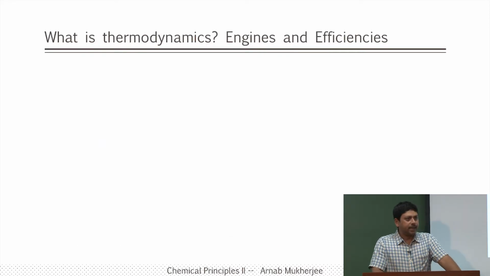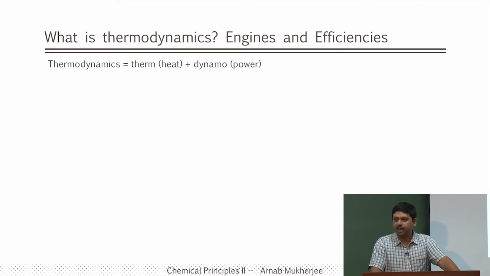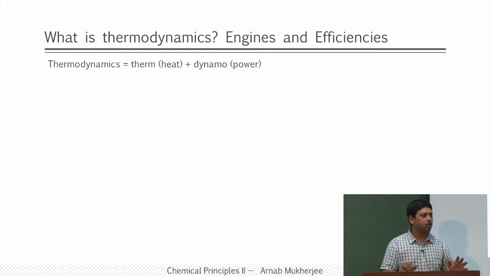But practically speaking, this subject came into existence because many scientists tried to make efficient engines around the 17th to 19th century. Because of war and many other things, they tried to make engines that would run with more efficiency. Engines typically mean that we put in some heat and then get some power out of it. Thermodynamics is basically therm plus dynamics, dynamo, which is heat and power. It is all about how to convert heat to power, heat to work and things like that. That is where the name thermodynamics came from.